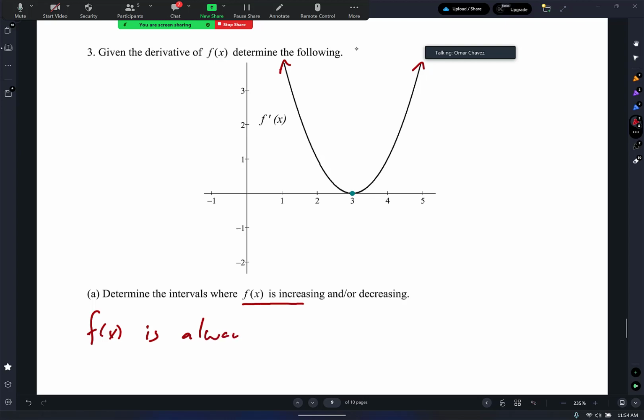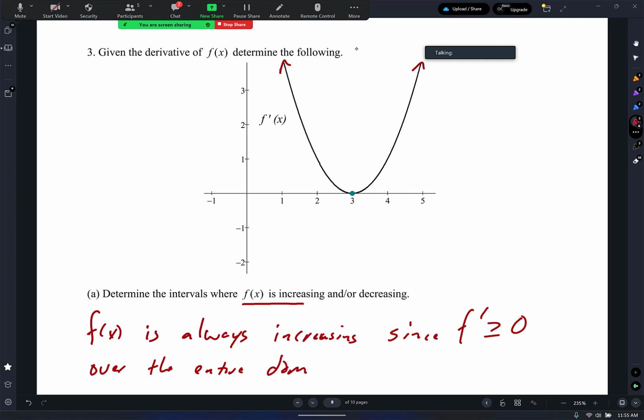F of x is always increasing since f prime is greater than or equal to 0 over the entire domain. That's full credit. You could have also said f of x is increasing since f prime is greater than 0 from negative infinity to 3, and 3 to infinity. But there it is, I covered everything. You're never negative f prime, so you have a horizontal tangent at 3, so the graph probably looks something like this. See, you have a horizontal tangent for a moment, but then you continue increasing.